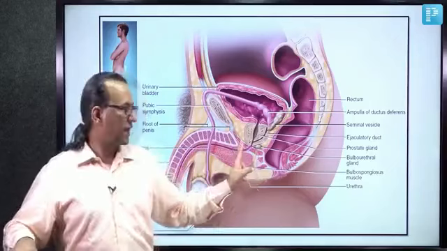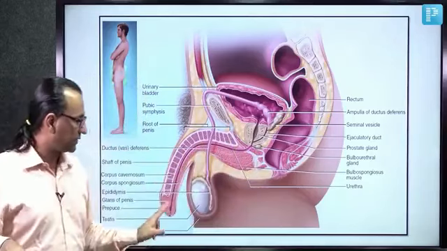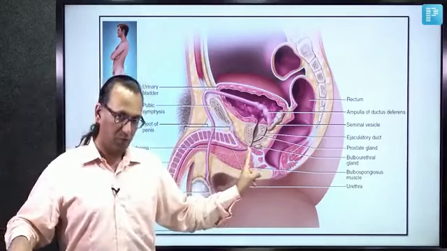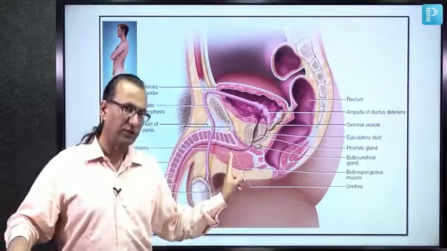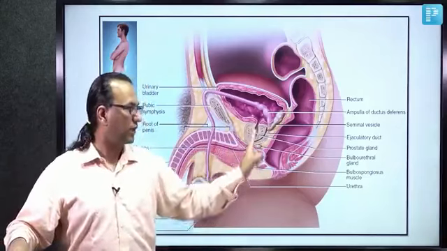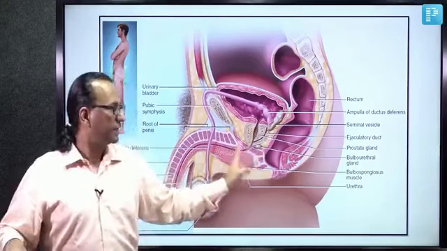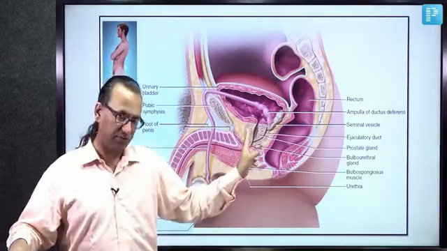Now understand, the narrowest lumen of the male urethra is the external urethral meatus, and the second narrowest is the membranous urethra in the deep perineal pouch. And the widest urethra is the bulbous urethra, and the second widest will be the prostatic urethra. These are all questions. The least dilatable is the membranous urethra, and the most dilatable is the prostatic urethra.